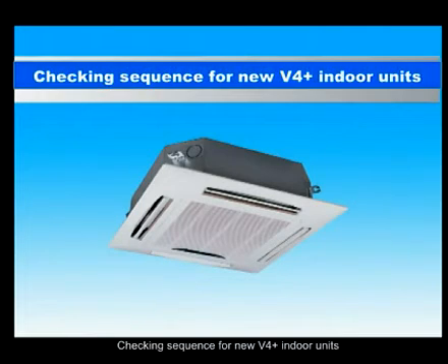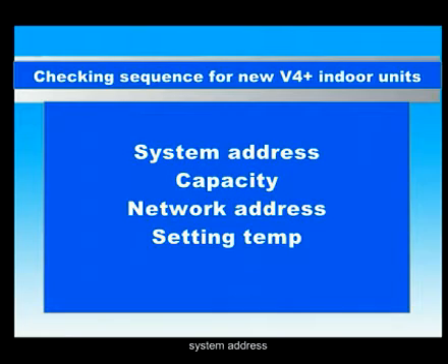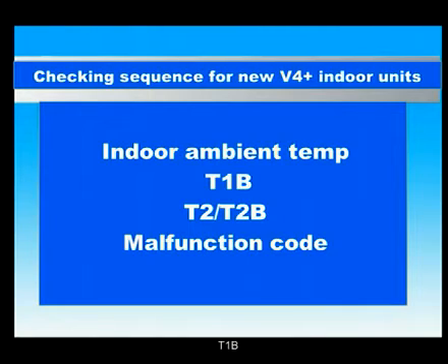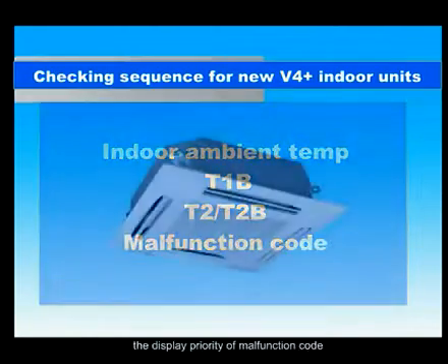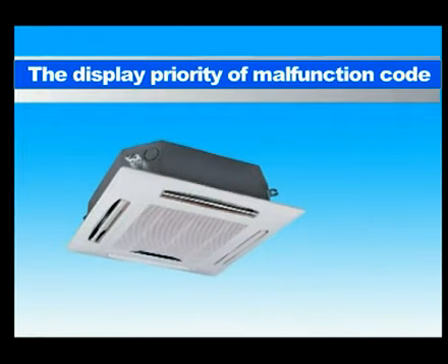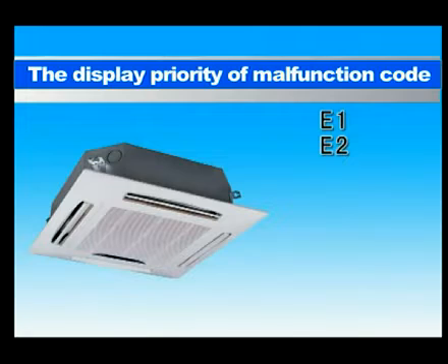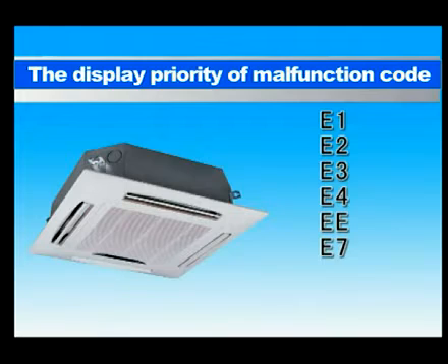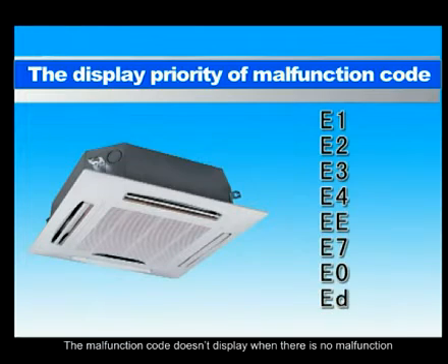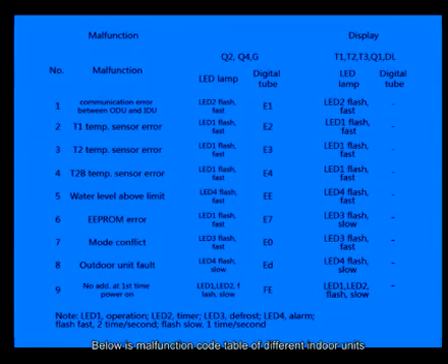Checking sequence for new V4 Plus indoor units. System address, capacity, network address, setting temperature, indoor ambient temperature, T1, T2B, T2, malfunction code. The display priority of malfunction code: E1, E2, E3, E4, EE, E7, E0, ED. The malfunction code doesn't display when there is no malfunction. Below is malfunction code table of different indoor units.